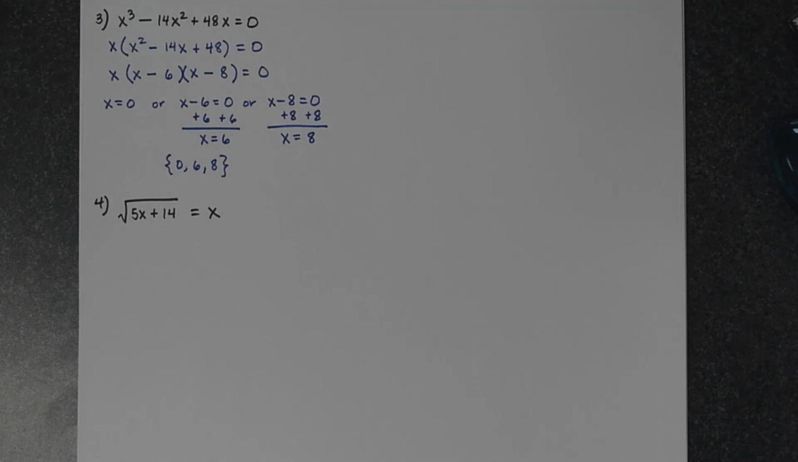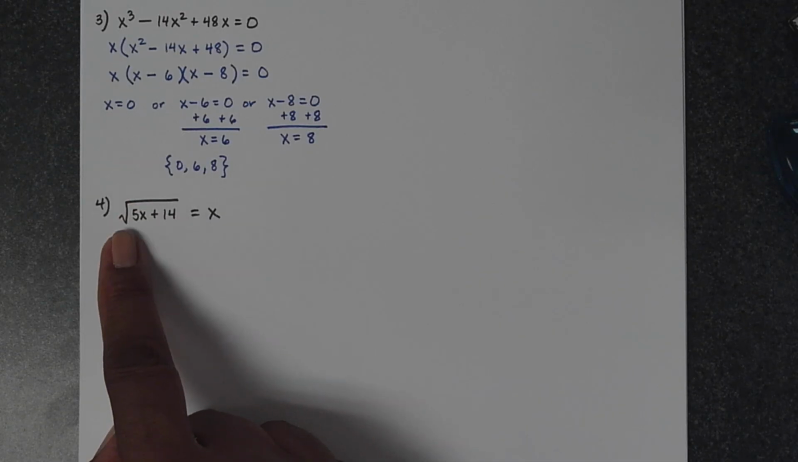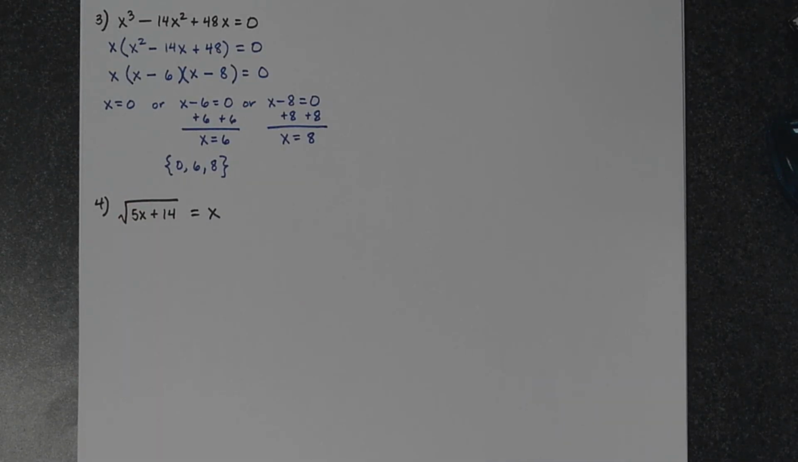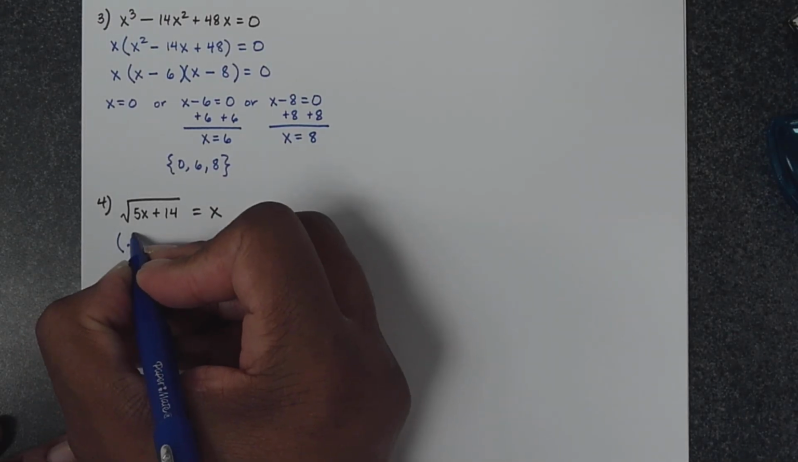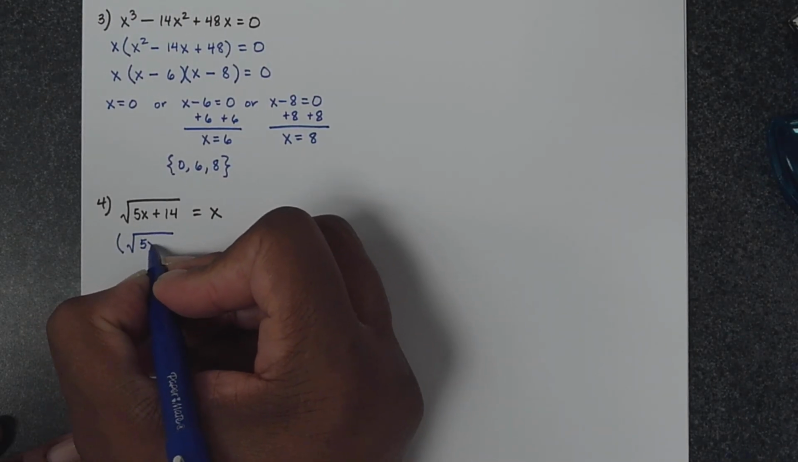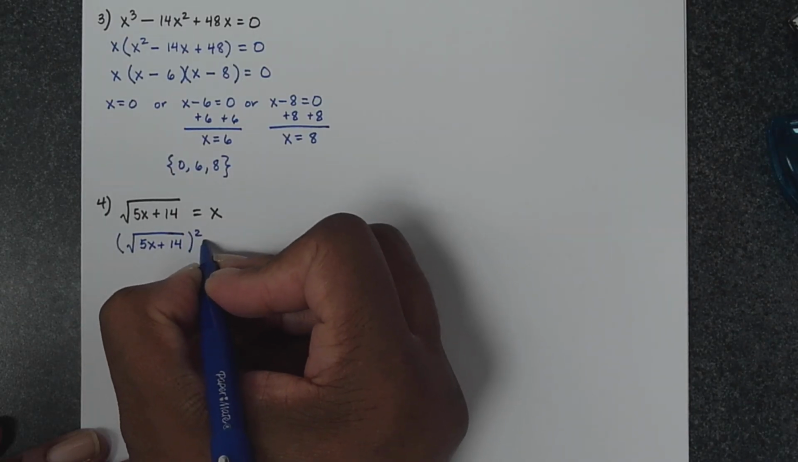Now in this case, we already got the radical by itself, that square root. We need to get rid of that. So the opposite of taking the square root of something would be to square both sides. So what I'm going to do here is take the square on both sides of this equation.